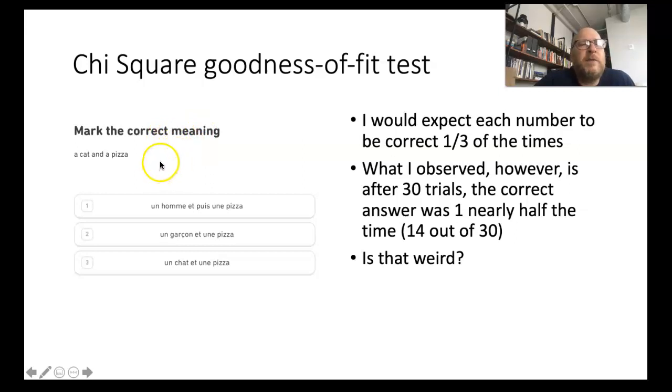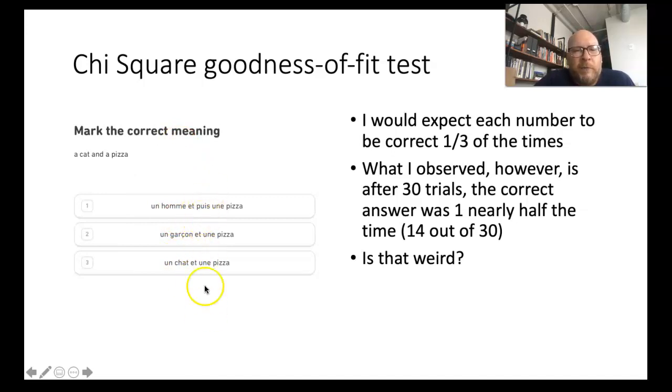And this one drives me crazy because it gives you a weird phrase, like a cat and a pizza, and then you have to figure out which one of these is correct. And in this case, it's number 3. Now, I've been using Duolingo on and off for years. I try to brush up on a language before I go somewhere, like working on Spanish for a while before I went to Cuba. And it started bothering me because whenever I got this exercise, the answer was almost always 1.